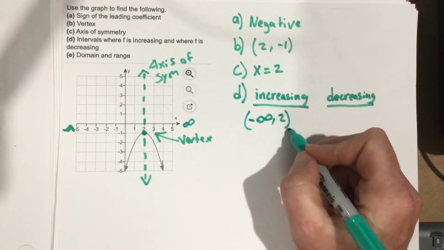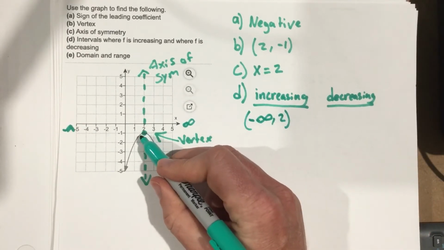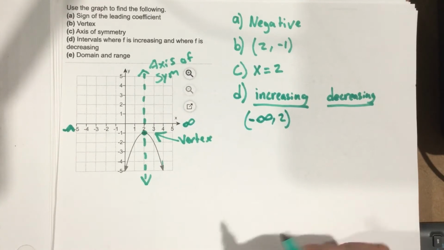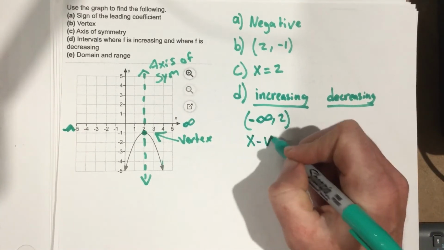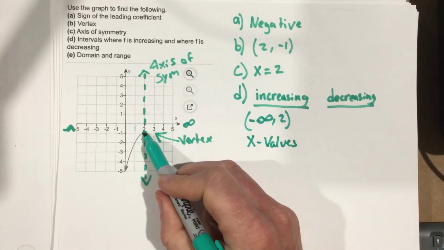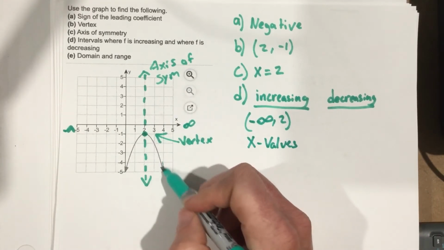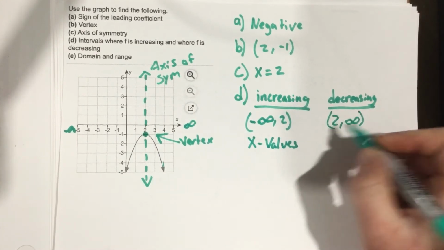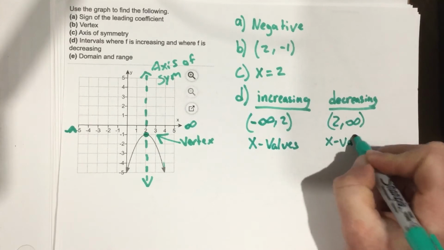And I don't put a bracket here because we're not increasing at 2 and we're not decreasing at 2. 2 is actually that spot where it's perfectly, if you want to call it flat, but let's mark that these are x values. And then from 2 to infinity, that's where we're decreasing. And that's x values as well.